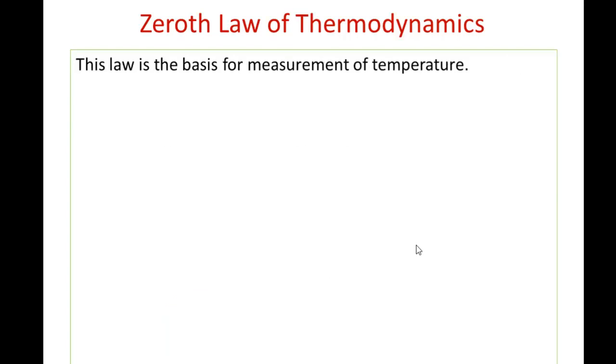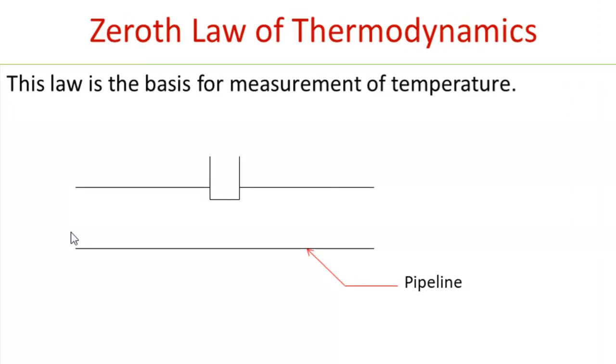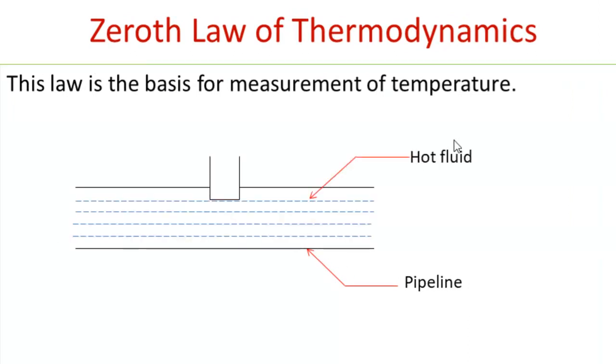Now assume that I want to measure the temperature. For that you consider a pipeline. In this pipeline a fluid is going to flow. Assume that some hot fluid flows, let it be steam. Now I want to measure the temperature of the hot fluid flowing through this pipeline. To measure that, there is a provision here. A pocket is available, and in that pocket I am going to place a thermometer. Thermometer is a device used to measure the temperature.